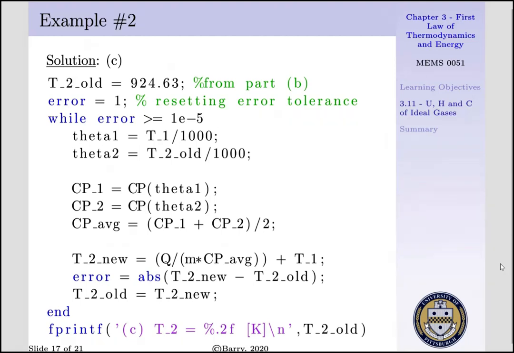If we execute this, we find that T2 new is equal to 954.67 Kelvin. And it took 8 iterations for us to arrive at the solution based upon our error tolerance.